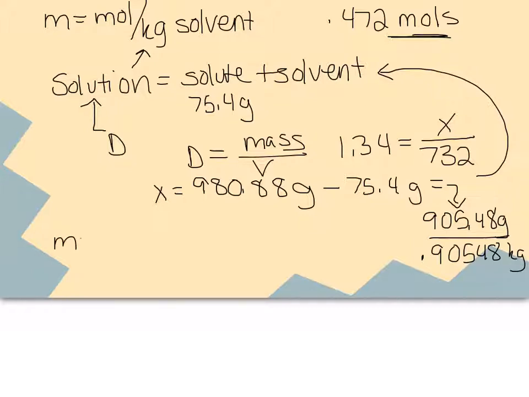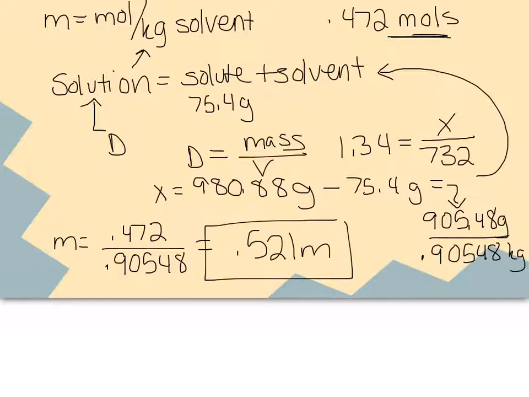So molality equals 0.472 divided by this kilograms off to the side, 0.90548, and I end up getting 0.521 molal. That's all we have to do. Now these are tricky, but hopefully you're getting kind of the idea. All right, let's see what the next one is.